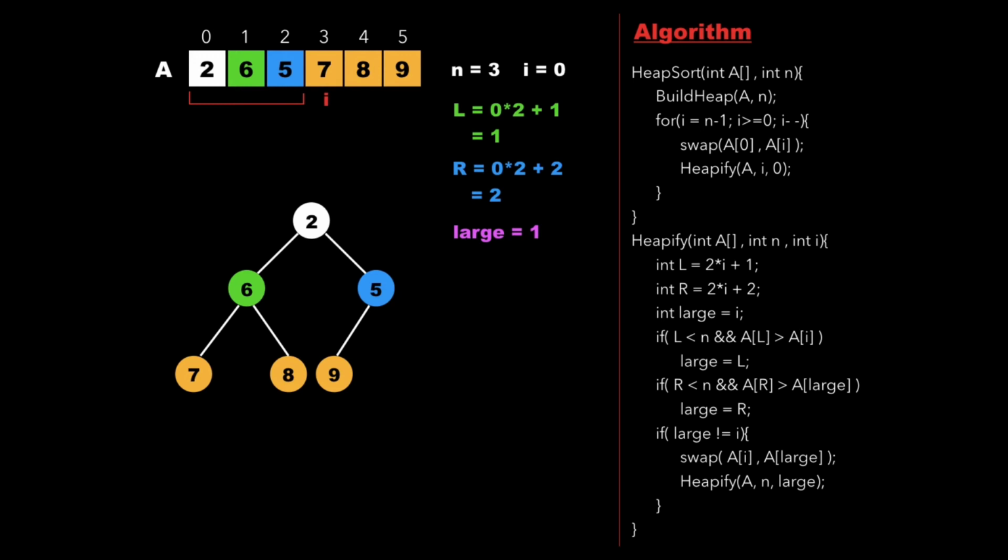Again we check whether R is less than n and A of R is greater than A of large, that is we check whether 5 is greater than 6, and since 5 is not greater than 6, we move further and compare the value of large and I. Since both these values are different, we swap A of I with A of large, that is we swap 2 with 6. And after swapping, we again call the heapify function with the value of large as 2. That is, we call the heapify function for I equal to 2. And since we are restricting ourselves to the first 3 elements, we need not call the heapify function here and directly return from this function.